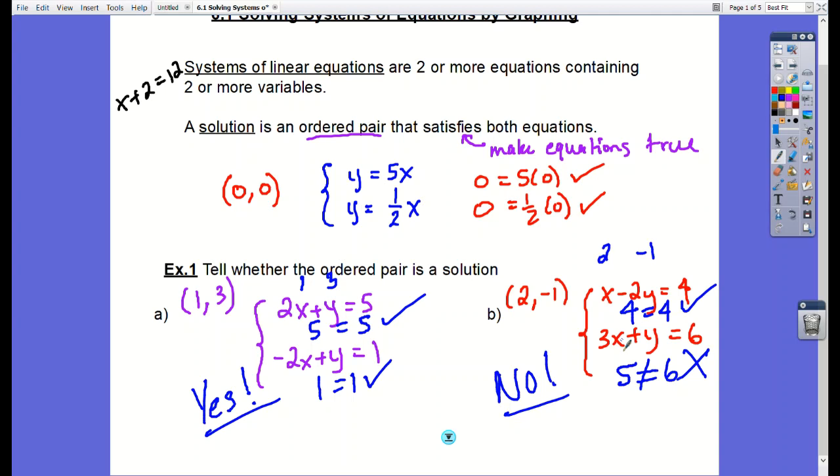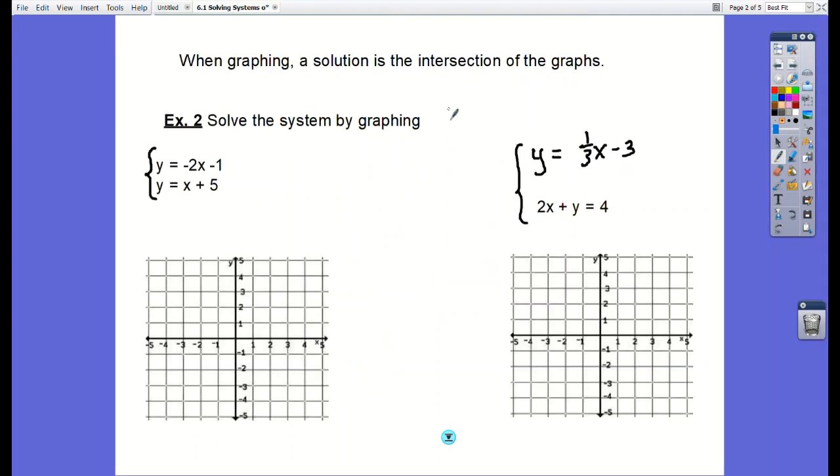All right. So let's go into how we come up with these solutions. What do these look like? What we want to see is we're going to solve by graphing. And so ignore the example for right now. But what we're looking at is, when you're graphing, a solution is the intersection of the graphs. That's all it is. So I'd make a note of that: when you're graphing it, the solution is simply where the two lines cross.